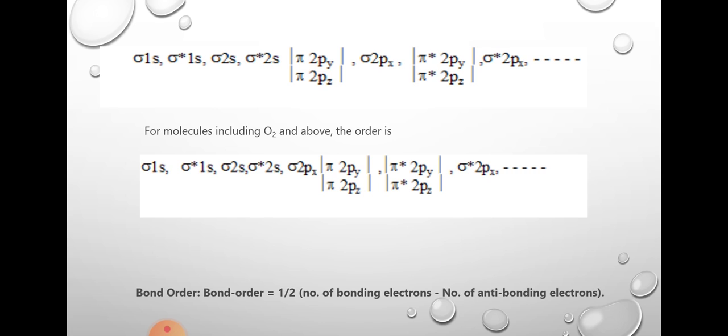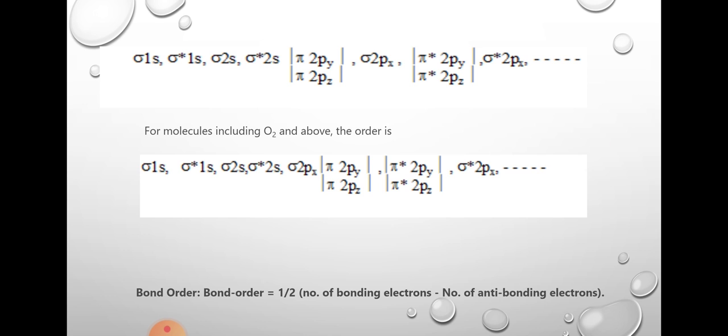Now, one more sequence you have to learn. It is the same, but here we have to mention both the bonding and anti-bonding. I hope everyone has learned the electronic configuration increasing energy sequence: 1s, 2s, 2p, 3s, 3p, 4s, 3d. Now let's see how you have to learn here.